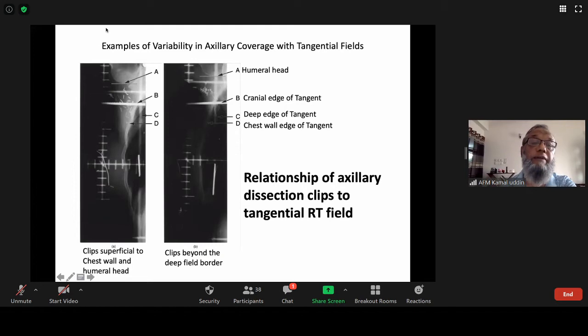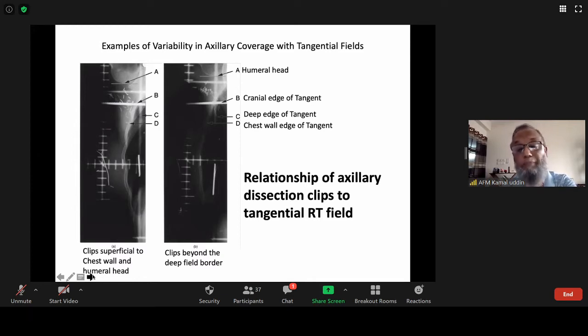So let us see the variability of axillary coverage. If you look at these two pictures, you can see that we use many superior fields for our tangent. If you look at B, this is normally the cranial edge. Somebody puts it slightly higher, and somebody takes it up to the bottom of the humeral head, that is A. So all these are tangents, but as per recommendation, it is said that when it is at the level of the humeral head or 2 centimeters below the humeral head, then we say it is a high tangent.